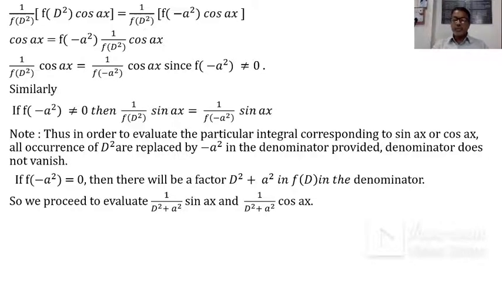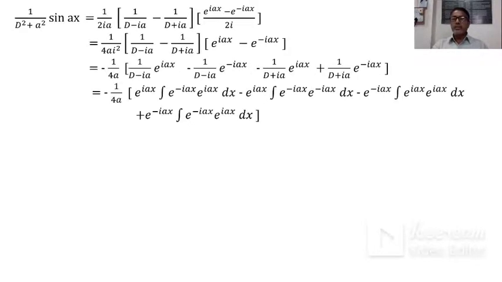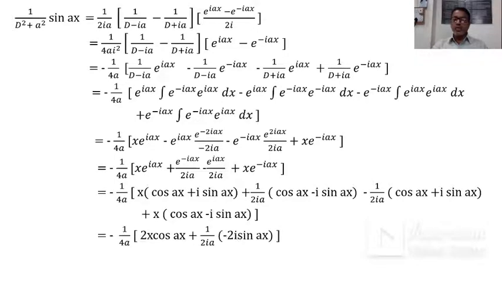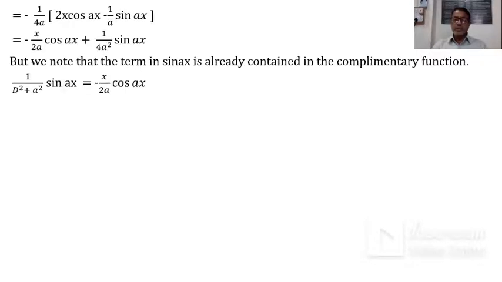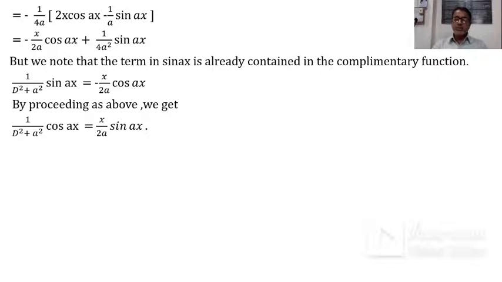First, 1 upon D square plus a square operate on sine ax, and we have seen that this is equal to minus x upon 2a into cos ax. We have seen this result. Similarly, we are able to find 1 upon D square plus a square operate on cos ax. This is equal to x upon 2a sine ax.